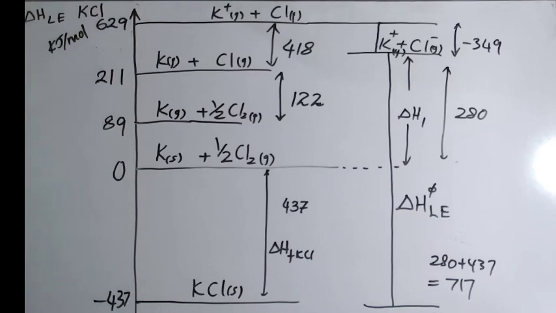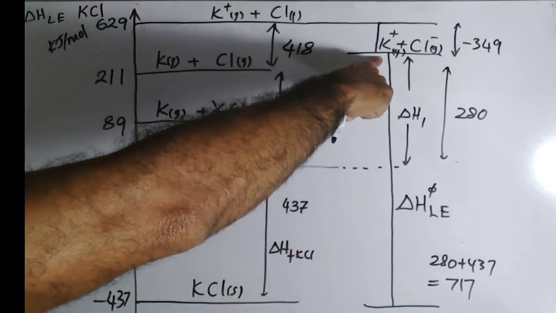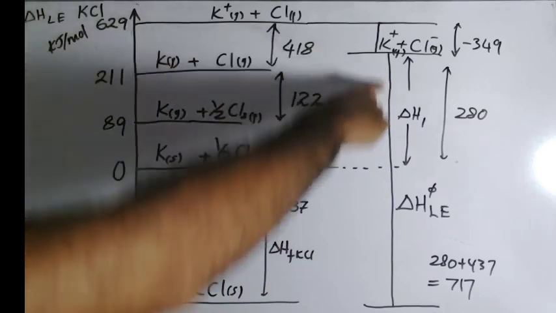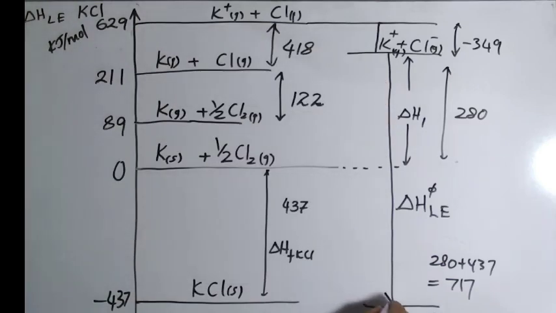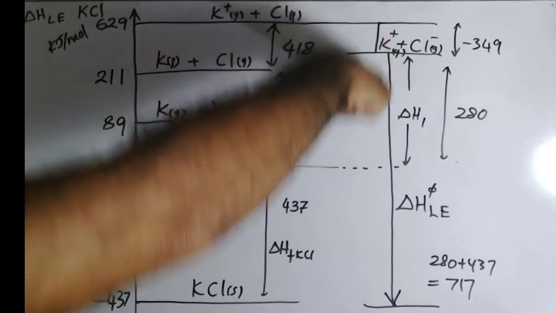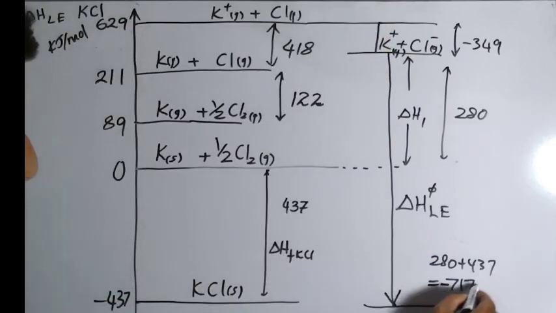Now we can determine the sign of this value. Here we have to come from up to down. The arrowhead should be like this. From up to down means this should be negative.